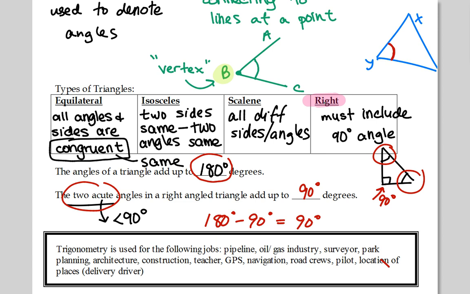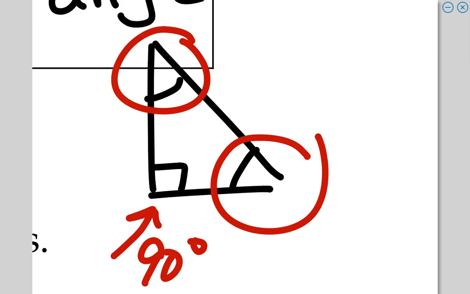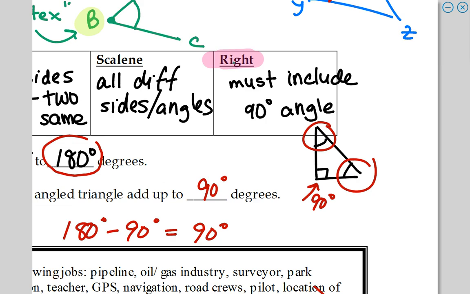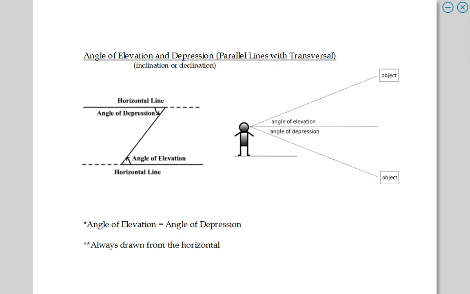You okay with that? So when we're doing our right angle trigonometry, we typically will focus on these guys. We don't use this one in Math 10. So we'll be focused on either this one or this one. Those other acute angles in the triangle. Some more vocabulary that you have to be aware of. These are angle of elevation and angle of depression. You have to know these.